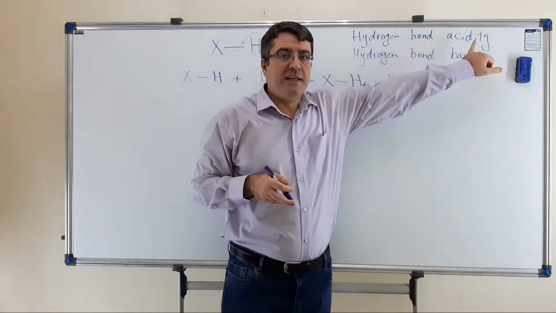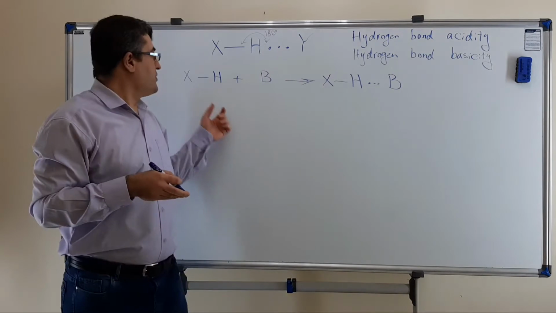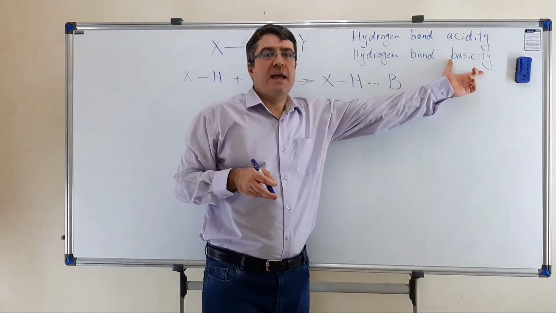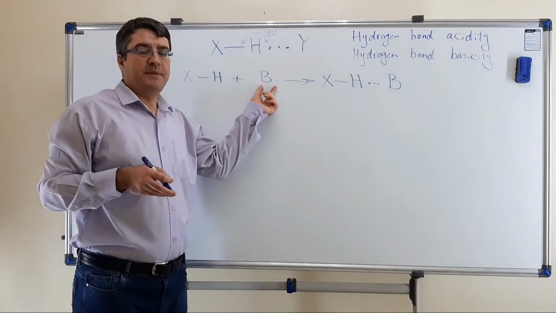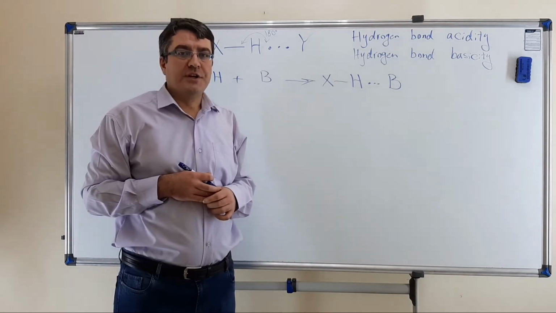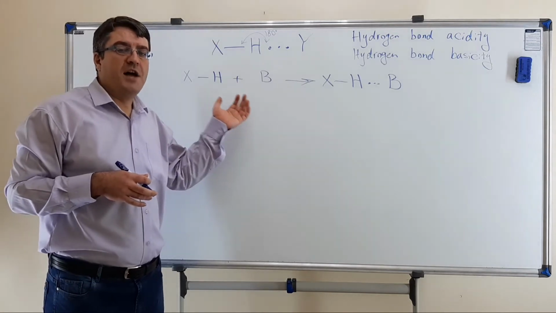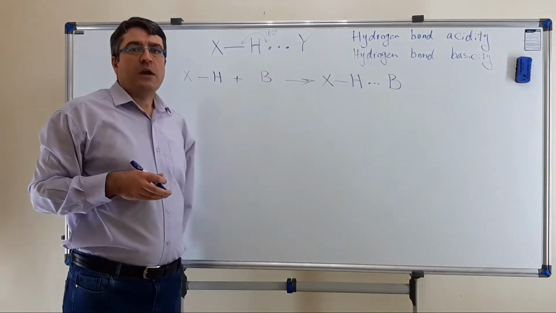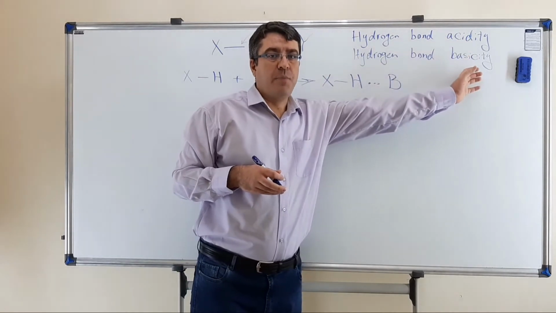Hydrogen bond acidity is the tendency of a chemical species to act as a hydrogen bond donor. Hydrogen bond basicity is the tendency of a chemical species to act as a hydrogen bond acceptor. Similar to our previous discussions, we can consider quantities like equilibrium constants and enthalpies of reactions like these as a quantitative measure of hydrogen bond acidity or hydrogen bond basicity.